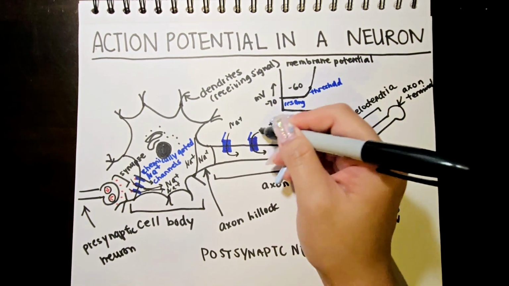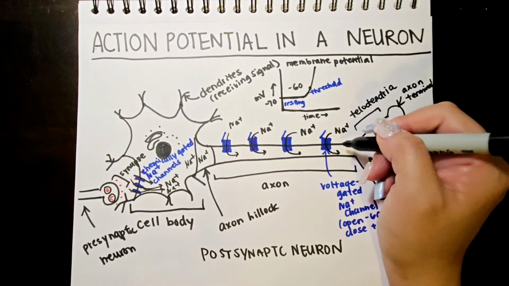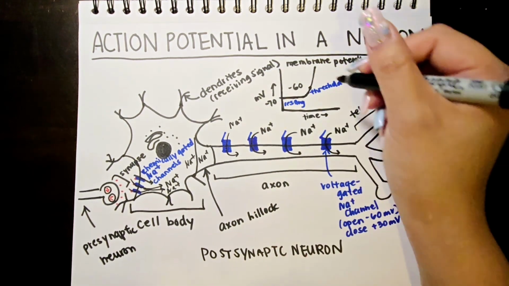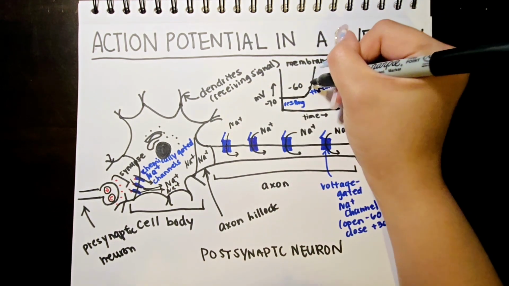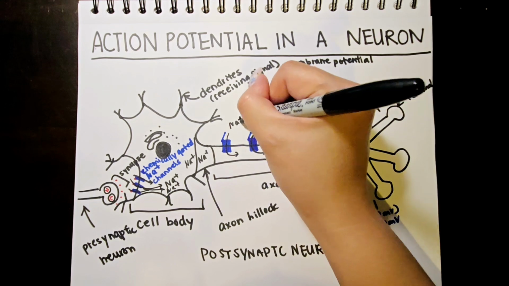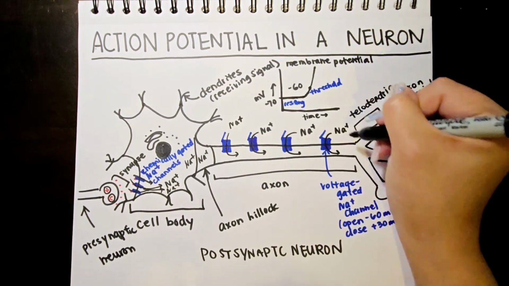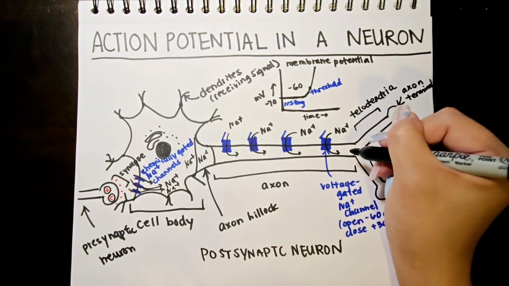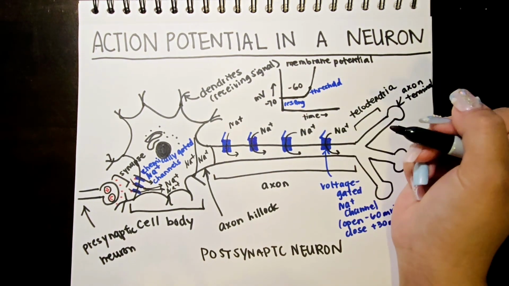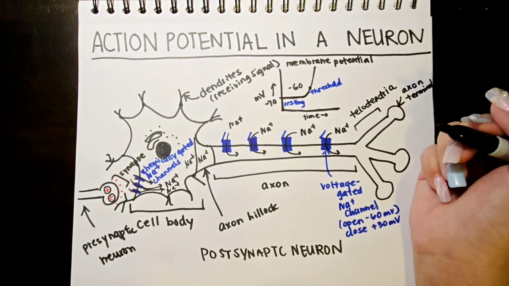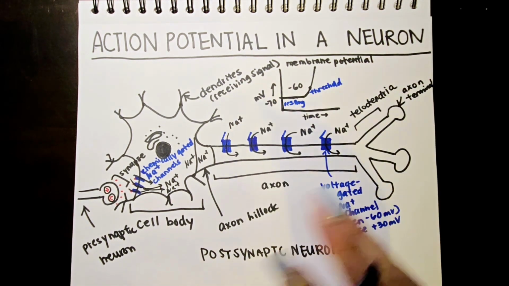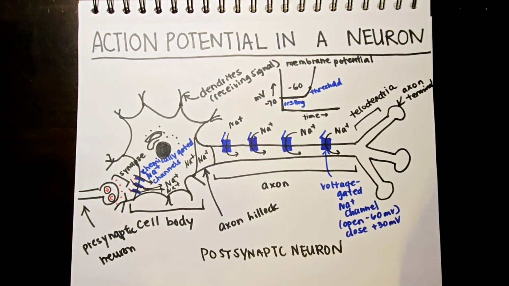So when sodium ions are rushing very rapidly into the axon, it will bring the membrane potential higher, higher, and higher, because you're putting more positive ions into the neuron itself. Now, what drives these sodium ions into the neuron is a result of electrochemical gradient. I'm not going to explain that here. I might explain that in another video.